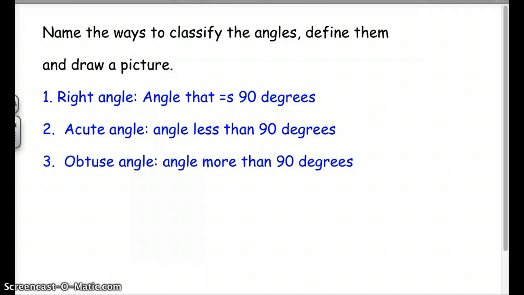And the last thing I asked you to do in your notes is to name the 3 ways to classify angles and define them. You probably have that done already. You have a right angle. Those are angles that are 90 degrees. And you're supposed to draw a picture. So you put a corner marking right there. That tells me that I have a 90-degree angle. Acute angles are less than 90 degrees. They're kind of acute. And then obtuse angles are more than 90 degrees.